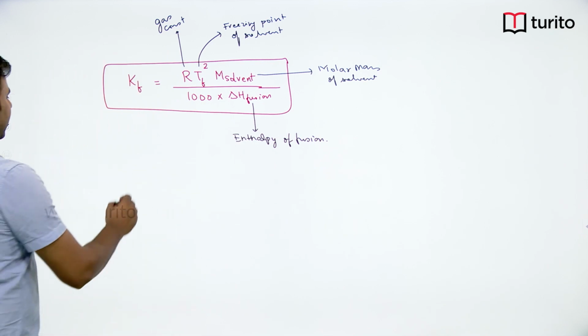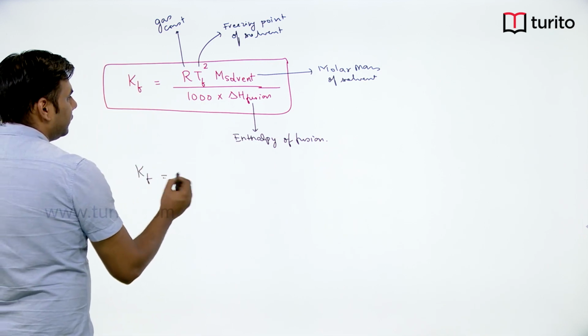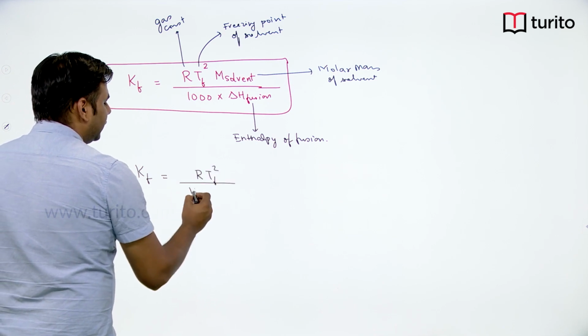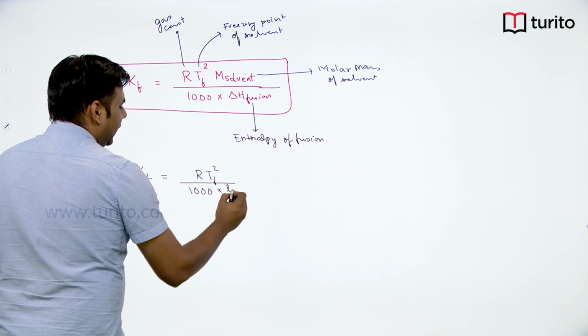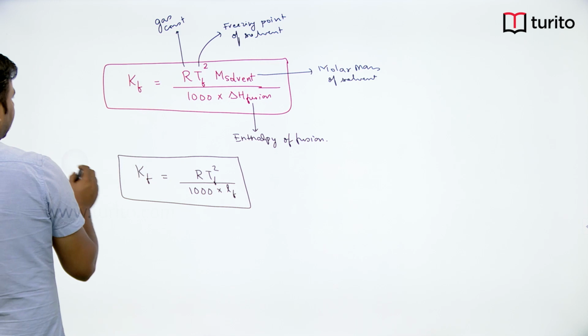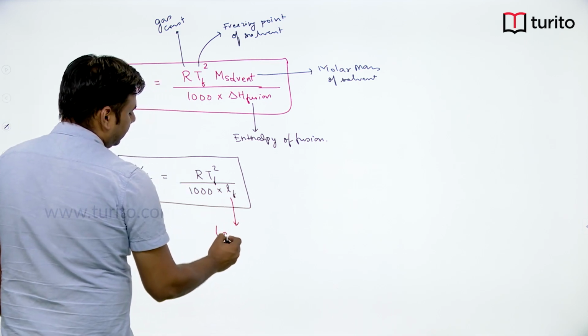Or we can also write this as Kf equals R Tf square upon 1000 into LF. LF is basically latent heat of fusion. So LF over here is latent heat of fusion.